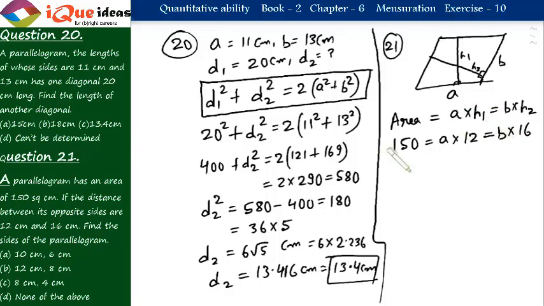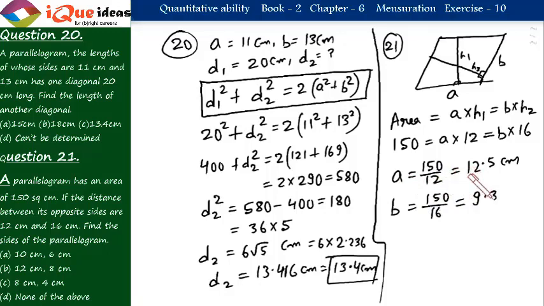So from here you can calculate A is equal to 150 by 12, that is 12.5 centimeter, and B is equal to 150 by 16, and that would be equal to 75 by 8, 9.375 centimeters. Alright. So the two sides are 12.5 centimeter and 9.375 centimeters. Okay. So the answer is none of these. D option, that is none of these.